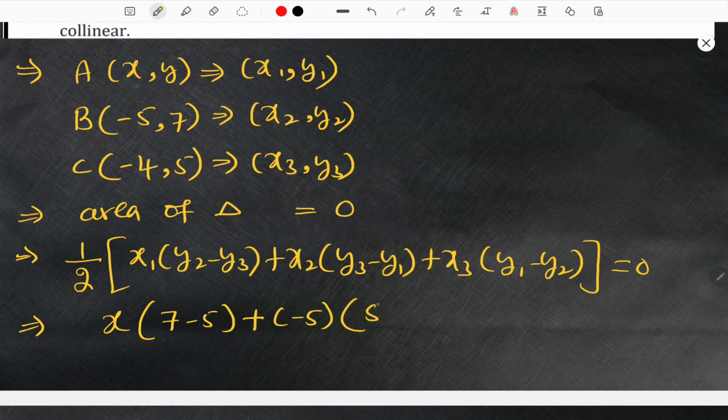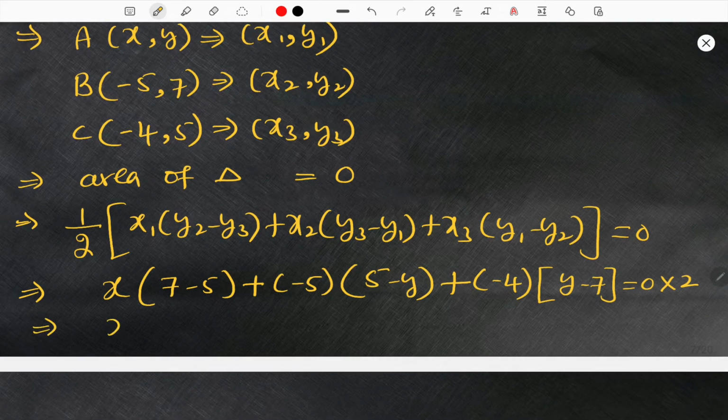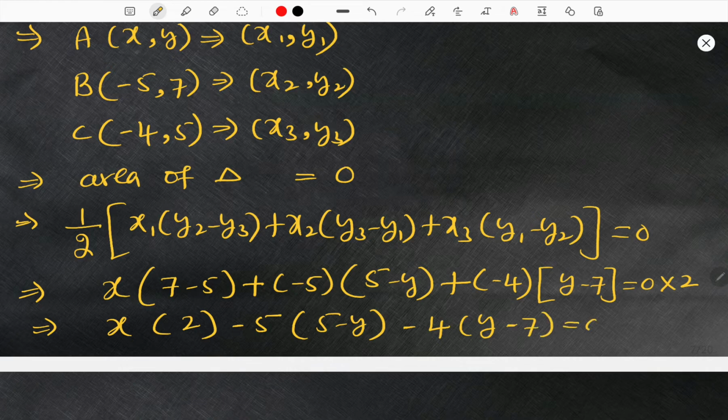Be careful while substituting all these values. 5 minus y plus x3. What is the value of x3? That is minus 4. So let us keep it as minus 4. Then let's open another bracket here. Then it becomes y1 minus y2. y1 is y and y2 is 7. So it becomes y minus 7, and that is equal to 0. Then we'll have x(7 - 2) is 5... x into 2 wait: x(7 - 5), then plus (-5)(5 - y), then plus (-4)(y - 7) equal to 0.